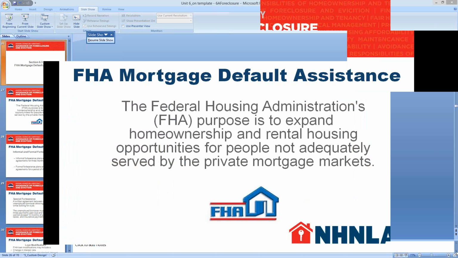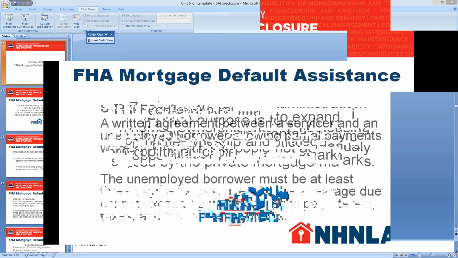There is also a special forbearance, which is a written or formal forbearance between the servicer and an unemployed borrower, allowing partial payments while looking for a job. The unemployed borrower must be at least 3 months past due, but no more than 12. And when we say past due, we're including the principal, the interest, the taxes, and the insurance. If you're following along in your book, we're at the bottom of page 2, moving on to page 3.